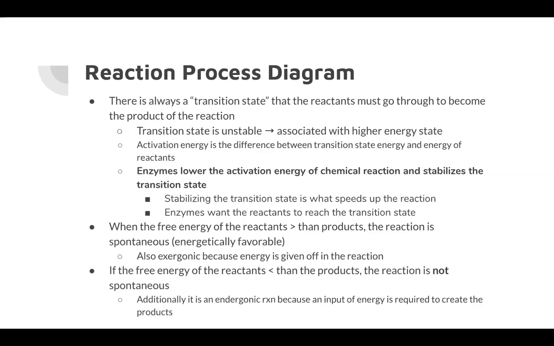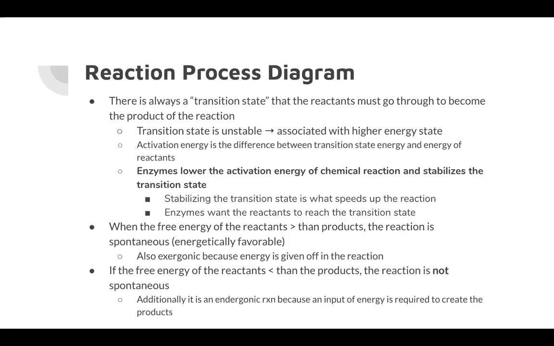So this is more of an explanation of the diagram you just saw. Like Michelle mentioned, there's a transition state. It was kind of that top peak. And all reactants must go through that before the product is formed. Something about the transition state is it's very unstable. The reactants don't want to be there. It's kind of like the next step before you become the products, and that's because it's a high energy state. So the activation energy that you need for the reaction to occur is the difference between the transition state energy and the energy of the reactants.